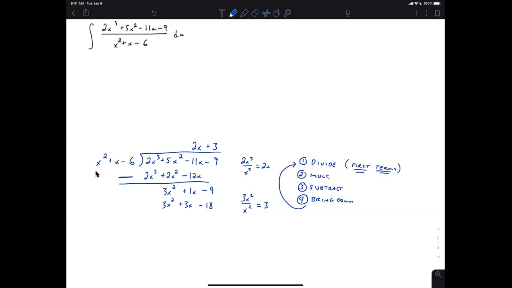Now we subtract. 3x squared minus 3x squared is then 0. 1x minus 3x is negative 2x. Negative 9 minus negative 18, that's plus positive 18. So we get plus 9 there. Questions to there?